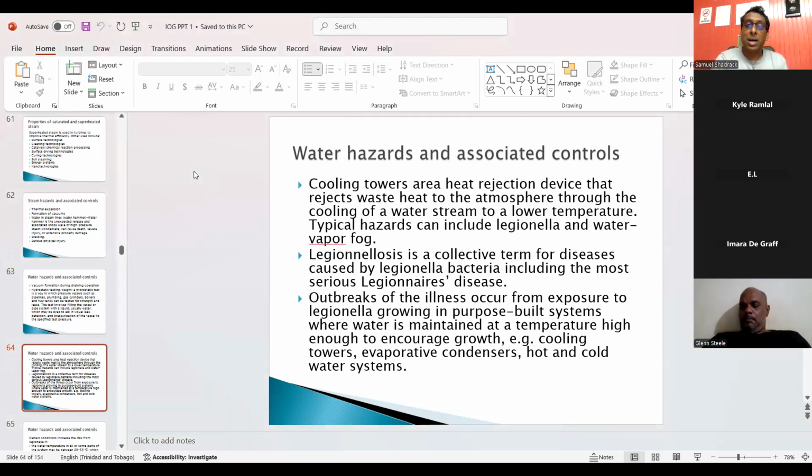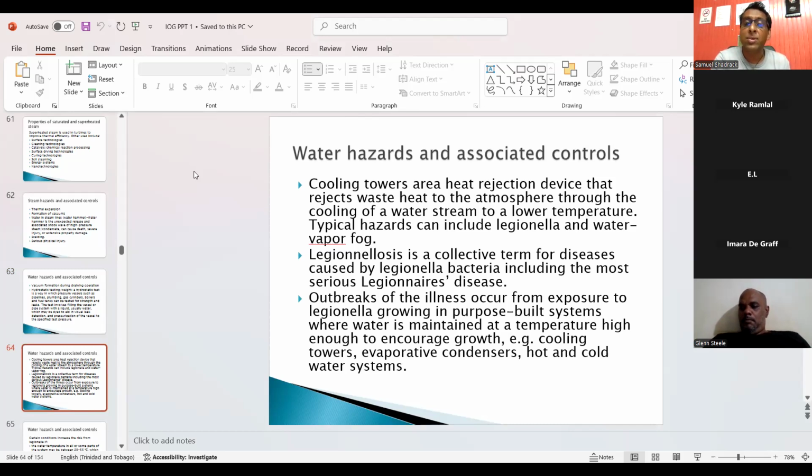Okay, let's go again. So, water hazards and associated controls. Cooling towers or cooling tower areas are heat rejection devices that reject waste heat into the atmosphere through the cooling of a water stream to a lower temperature.